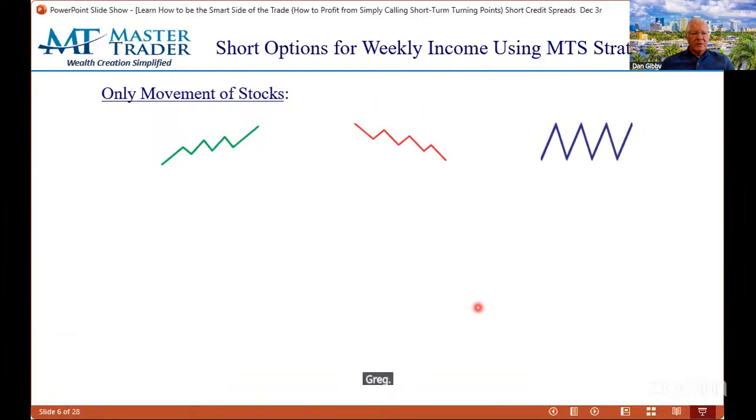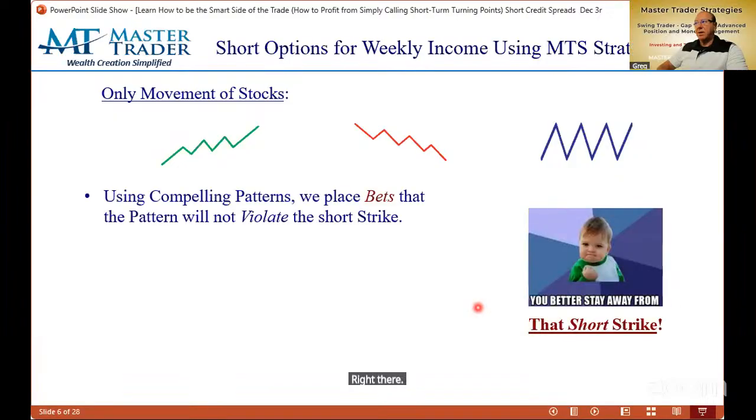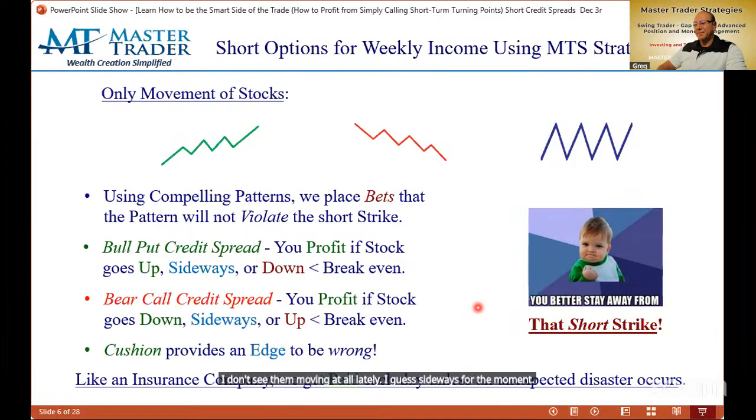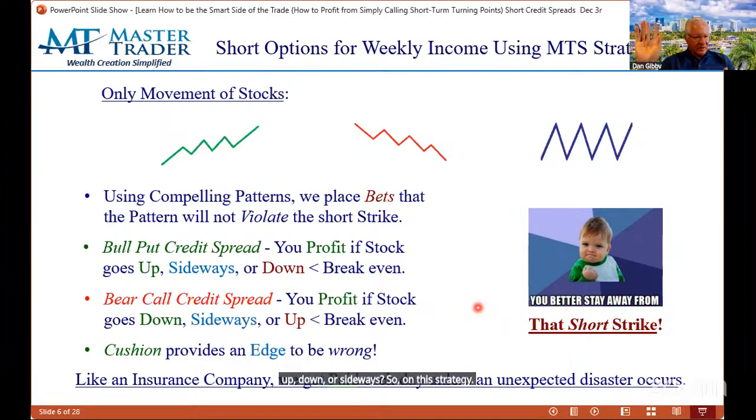Greg, what are the only three movements of stocks? Up, down, or sideways. I guess sideways for the moment. So on this strategy, stocks go up, down, or sideways. For you to buy a stock or an ETF, you will only profit penny by penny if it moves in the intended direction. This strategy, we have a calculated, by definition, we're going to win two-thirds of the time.